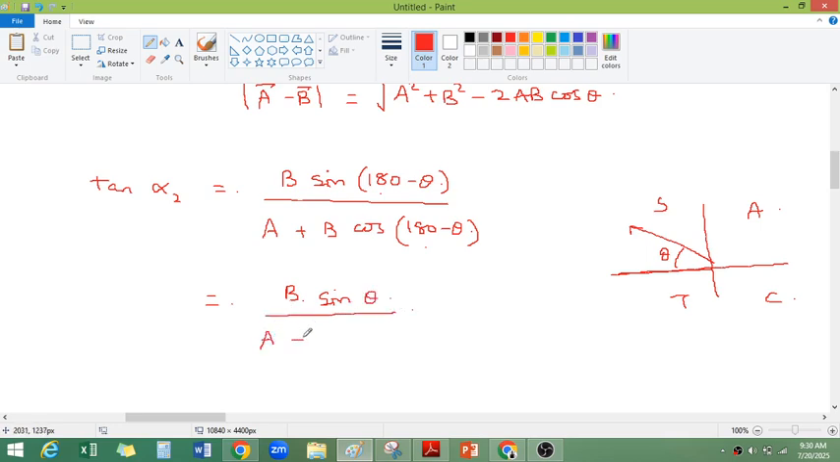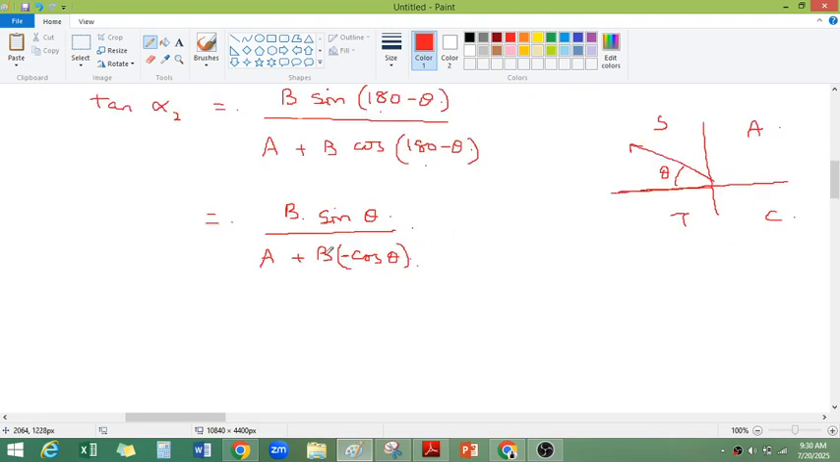Divided by a plus b cos(180 minus theta). I told you cos(180 minus theta) is negative, so we'll get minus cos theta. This is multiplication, so it will be minus b cos theta.